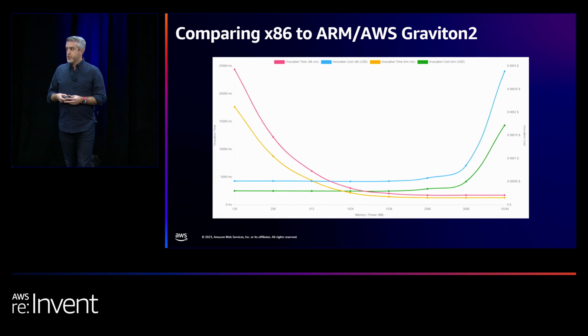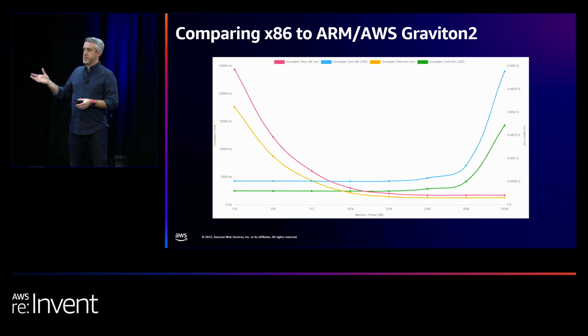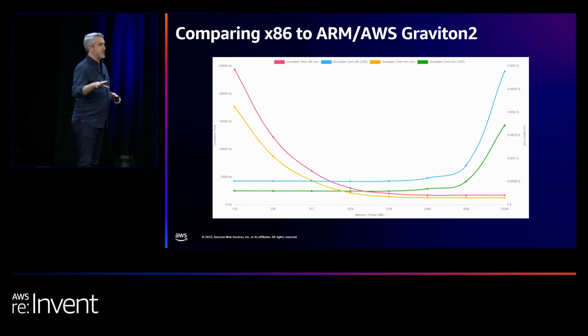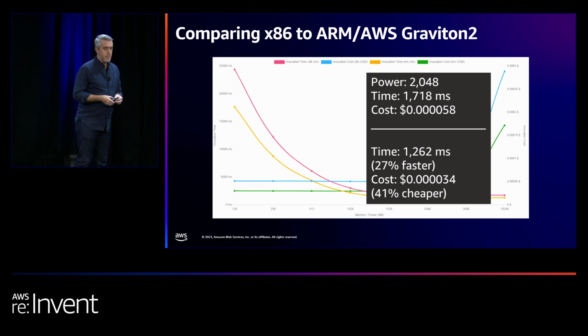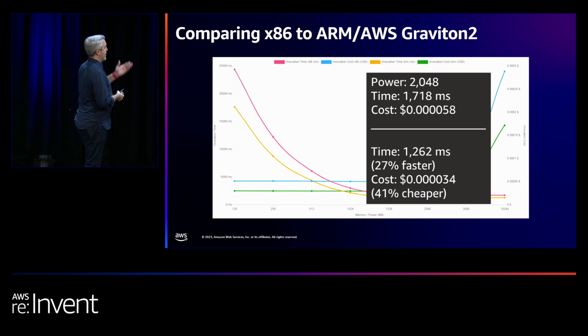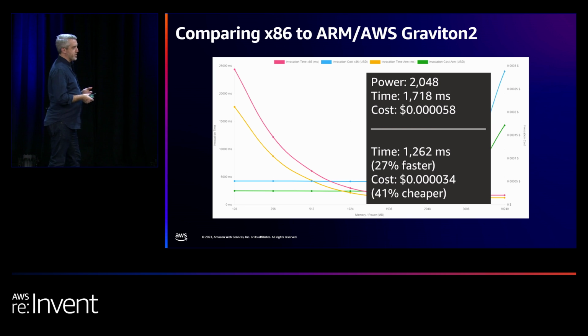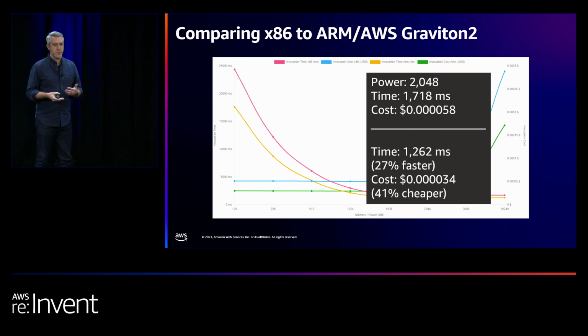And the same thing goes for when you're working with Graviton. You can take your function, deploy it on x86, and run it through power tuning. You can then take your function, deploy it on Graviton, and run it through power tuning. And then the power tuning tool allows you to compare and contrast those two runs. We can see here that the Graviton configured function ran 27% faster and 41% cheaper, again, for the workload that was used in this test.